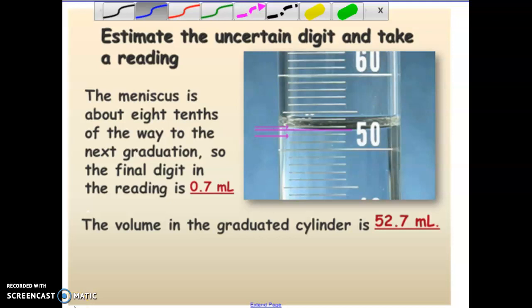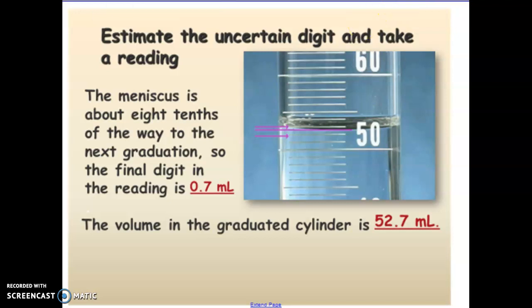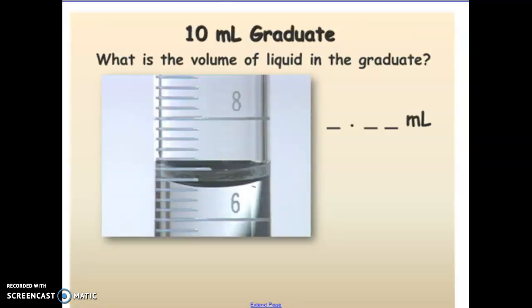Okay, so here I've said 0.7. Now, when you have something like this and you're taking a measurement, I do give a little bit of wiggle room. So typically I will give, let's say, a variance of 0.1, okay? Or if you think of it, it's like a tenth of a milliliter. So meaning if you had said 52.6 milliliters or 52.8 milliliters, that would also be an accepted value. Okay, so give this a try.